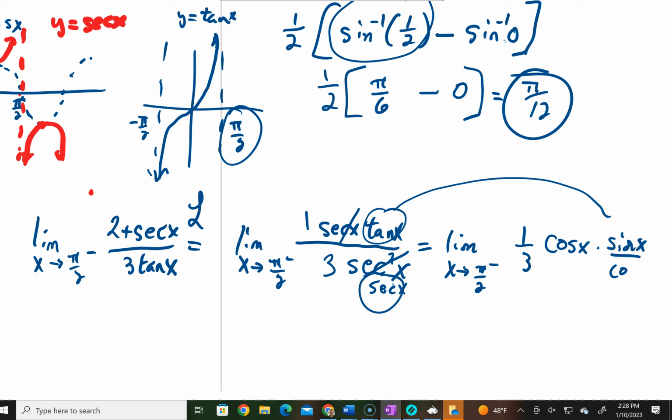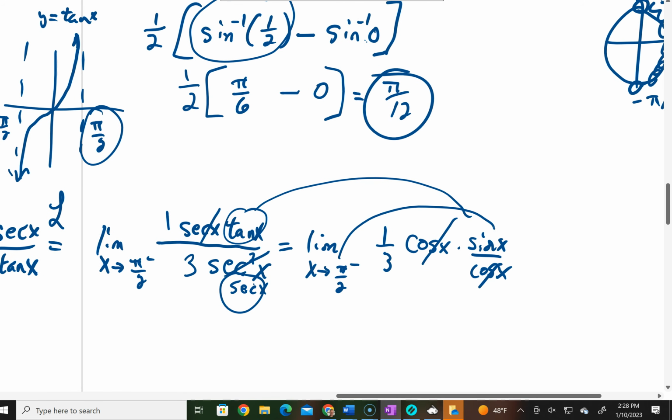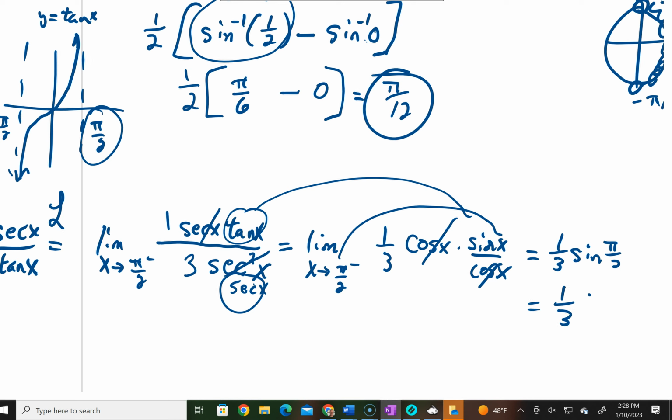Sine over cosine. Wow, look at that. And all of a sudden you'd say, well, if I plug in pi over 2, I've got 1/3 sine of pi over 2. But what's the sine of pi over 2? It's 1. 1/3 times 1, you'll get 1/3.